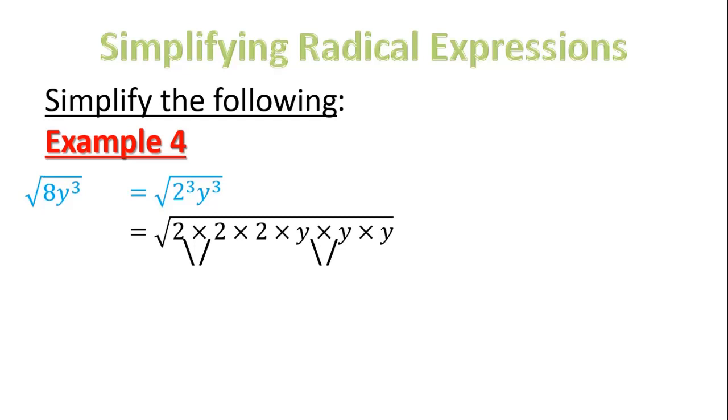That equals 2 times y. The poor little 2 and the y that aren't paired off, remember, those go under the square root sign. So here's my square root sign. I take my 2 and my y and I put them under the sign. So 2 times y.